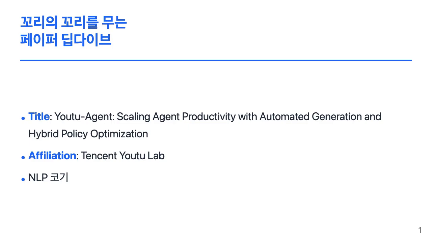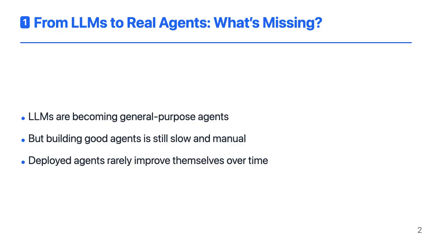Today's deep dive is about the paper from Tencent Youtu Lab, Youtu-Agent, scaling agent productivity with automated generation and hybrid policy optimization. Large language models are getting better at acting like general-purpose agents, but turning them into reliable real-world systems is still painful. Today, building a strong agent means lots of handcrafted tool wiring, prompt tweaking, and debugging. And once you finally deploy that agent, it usually stays frozen. It doesn't adapt to new tasks or environments unless you pay for expensive fine-tuning. This paper asks, can we automate both how agents are built and how they keep getting better?